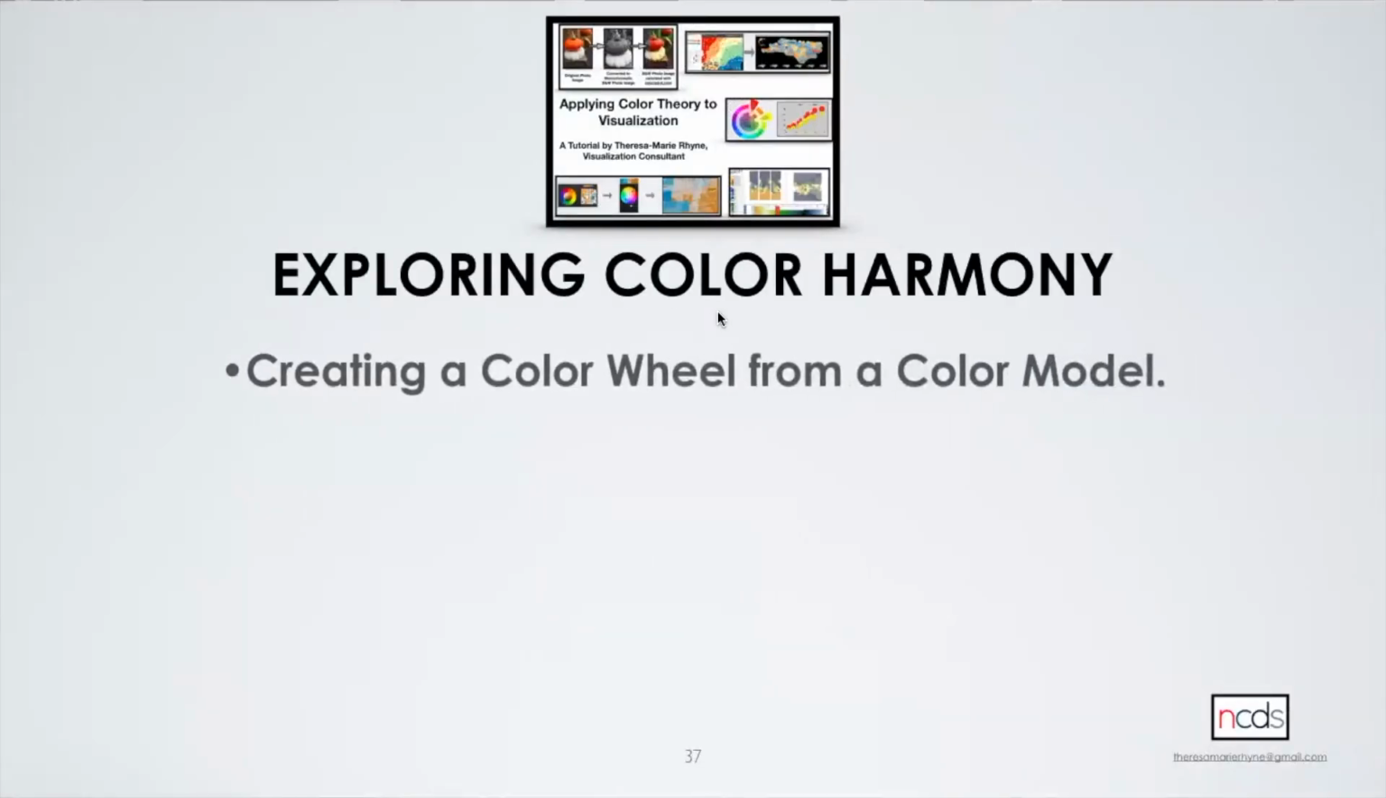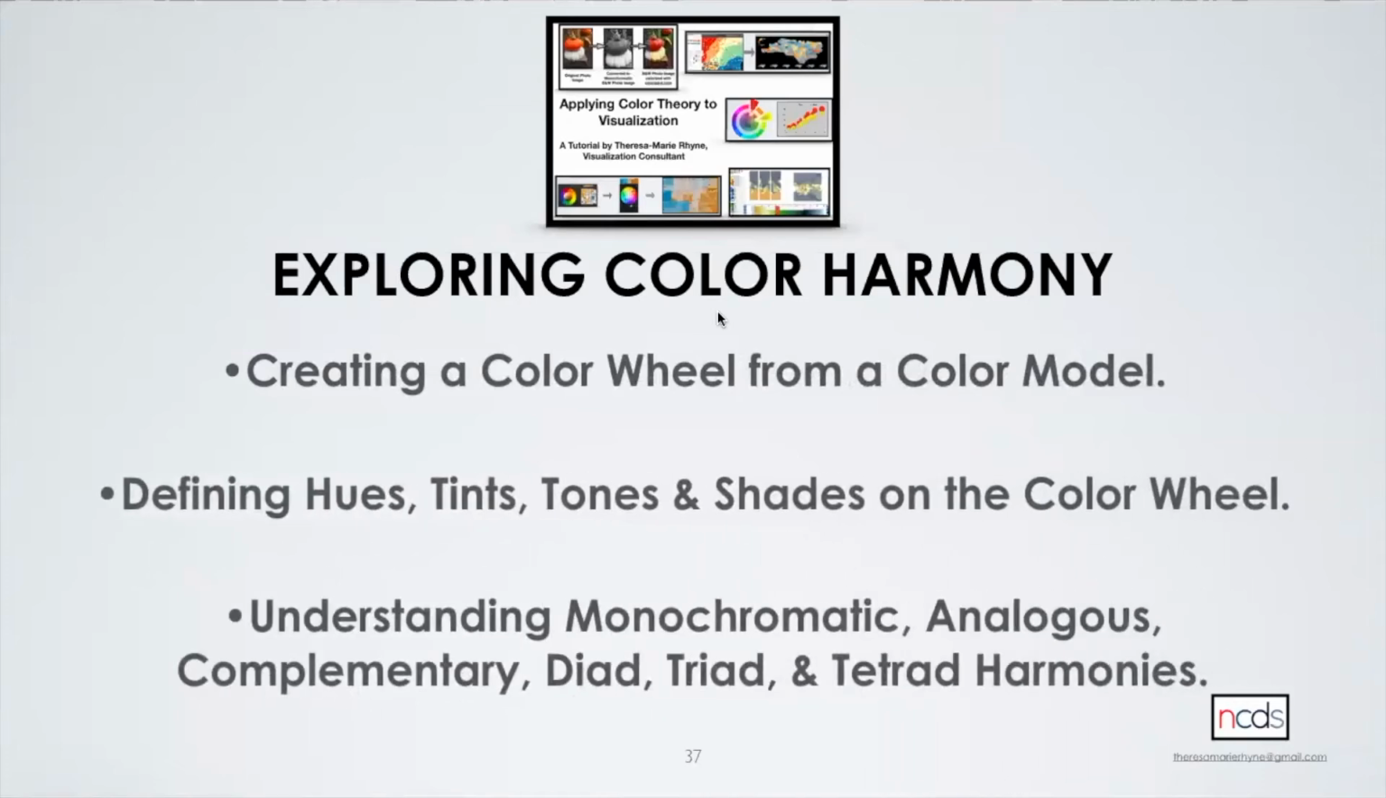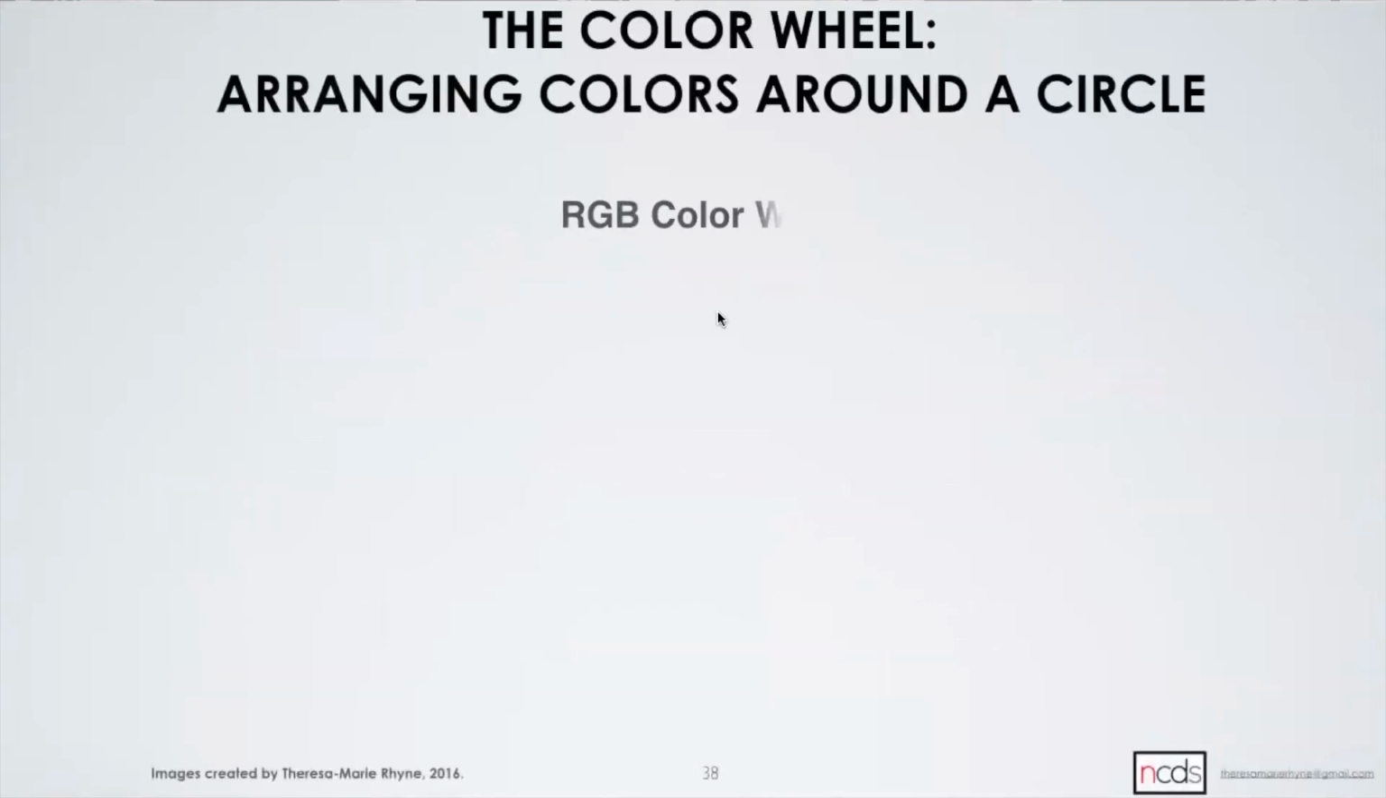So now we're going to explore a little bit about color harmony, because what I just showed you, that purple and green back there, that's an actual color harmony concept of complementary. So we're going to create a color wheel. We're going to talk about hue, tints, and tones and shades. We talked a little bit about that in HSV and HSL. And then we're going to understand some of the harmonies.